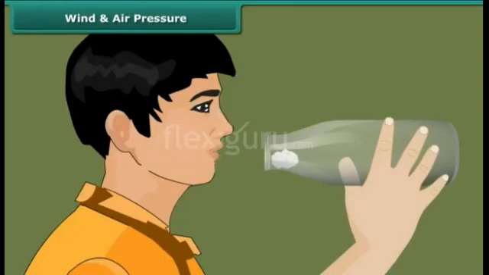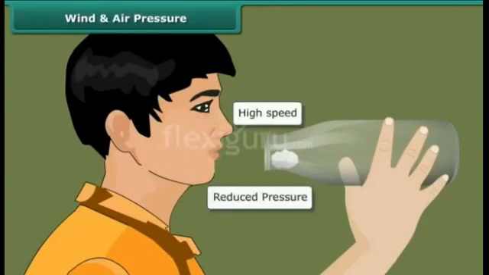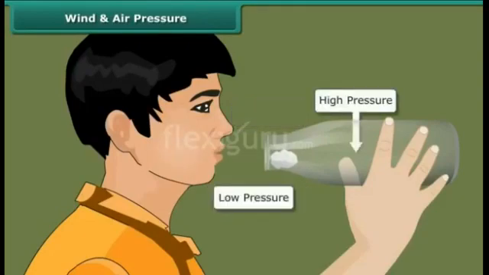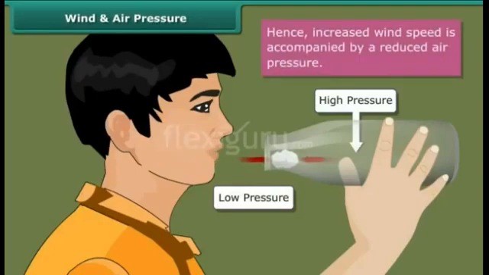Do you know why? Actually, when we blow into the mouth of the bottle, the air near the mouth has higher speed. This decreases the pressure there. The air pressure inside the bottle is higher than near the mouth of the bottle. When we blow the ball toward the inside of the bottle, the air inside the bottle pushes the ball out. So children, we conclude that increased wind speed is accompanied by reduced air pressure.